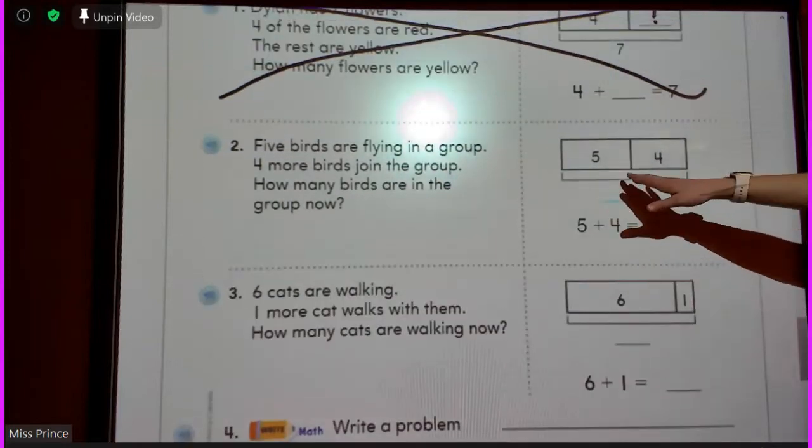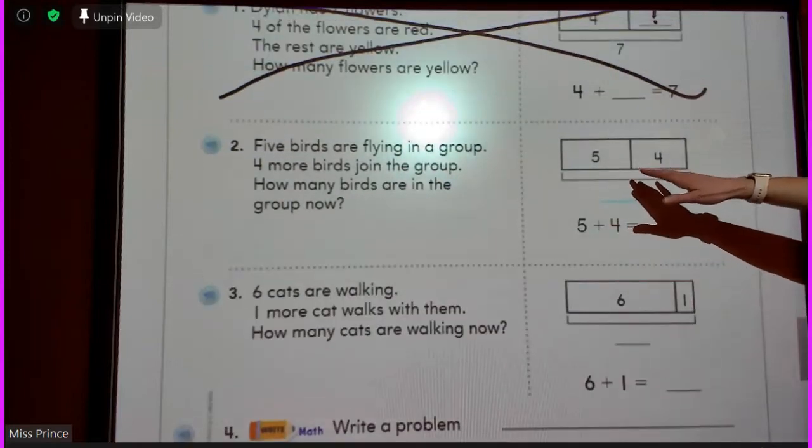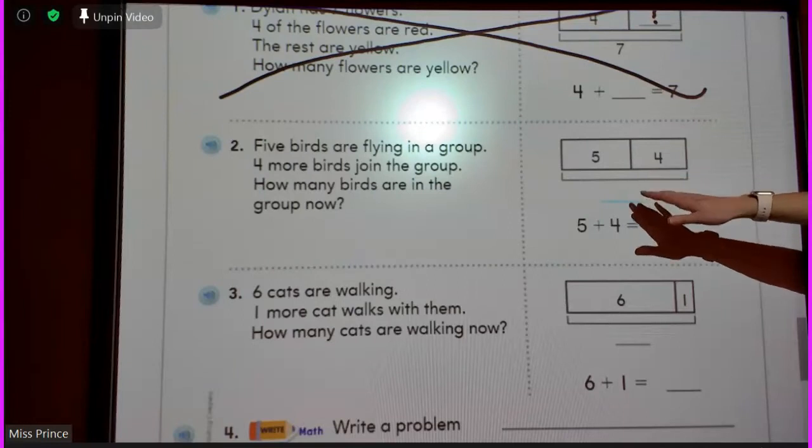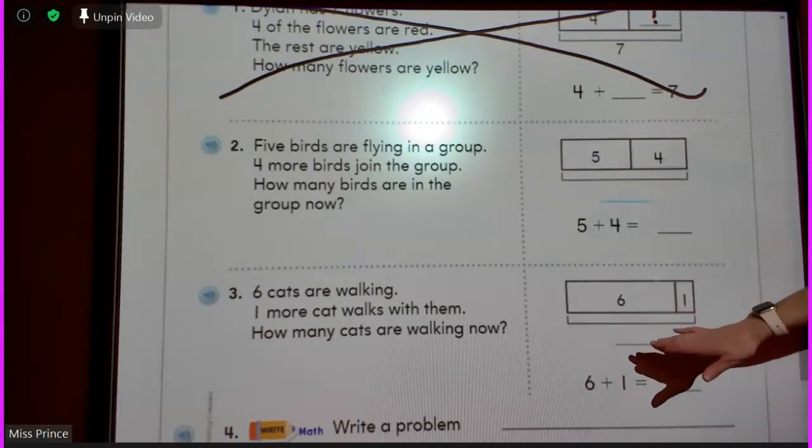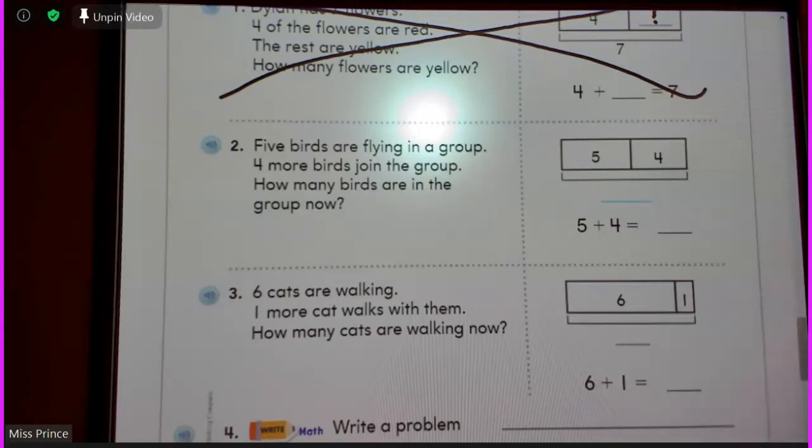Number 2, it has both numbers. We do not need to cross it out. We can keep that one. Number 3, it has both numbers. We don't need to cross it out. Oh, I see.